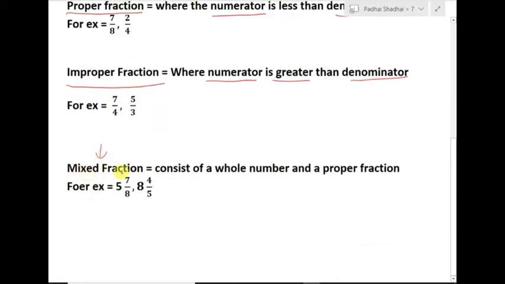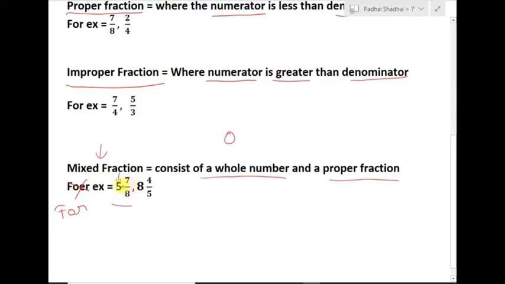Now the last type, that is mixed fraction. A mixed fraction consists of a whole number and a proper fraction. Beta, here see I have written 5 and 7 by 8. All of you know what a whole number is. It can be read as 5 integer 7 by 8, and the second one is 8 integer 4 by 5. 5 is a whole number and 7 by 8 is a proper fraction.